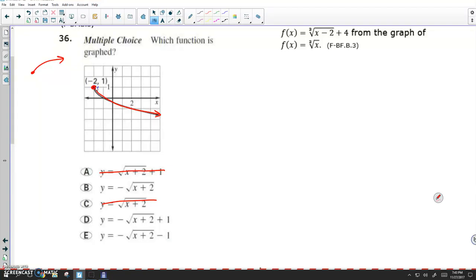Then again, this is your H, this is your K. H is special because it changes signs. So we should see an x +2 on the inside. We should also see a +1 on the outside. So this one doesn't have the +1 on the outside. This one has a -1 on the outside. So choice D is the correct choice.